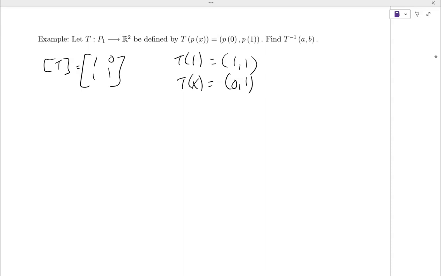When we row reduce that, are we going to get the identity matrix? Yeah. It's triangular, and I already said, yes.